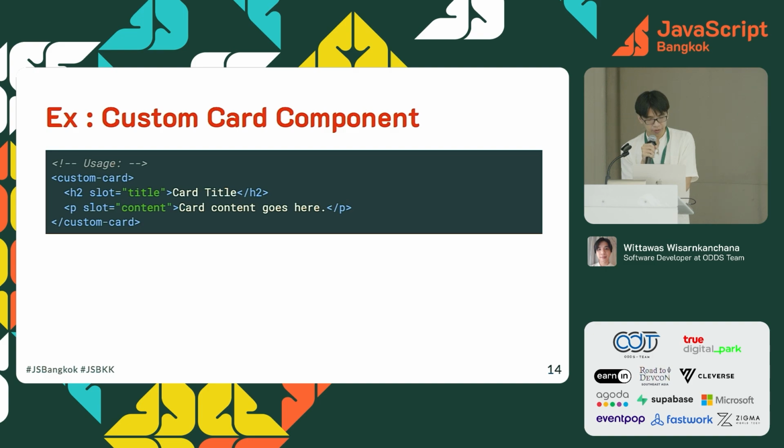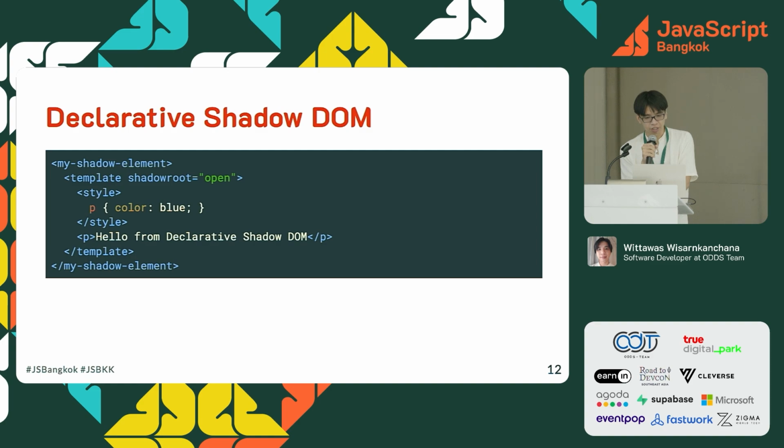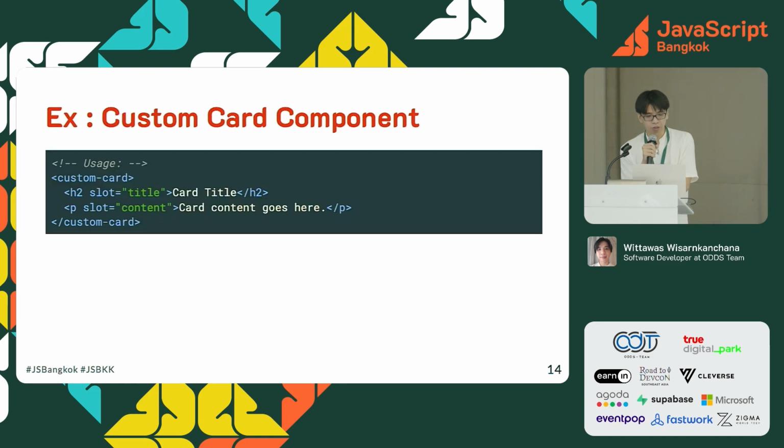So I want to show you that from this here is a shadow element. So if I want to create the card component, this is a custom card that we have title and we have content, and we have the tag h2 and tag p with a slot title and slot content here. So if you are not familiar with this, please try to think ahead about what I try to do here.